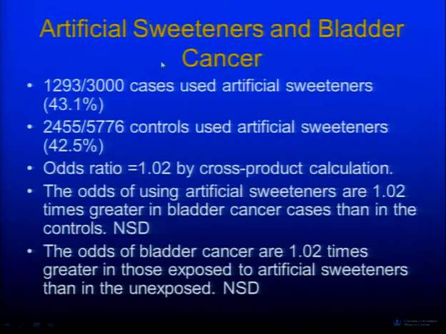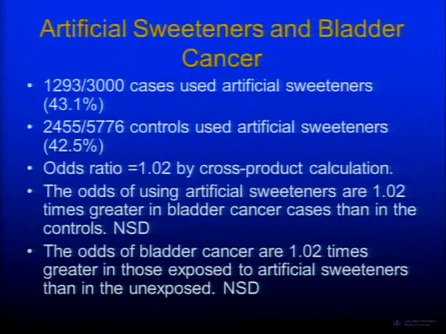So here, if we go through this as an example, we had 1,293 out of 3,000 cases that used artificial sweeteners, or 43%. 2,455 out of almost 6,000 controls used sweeteners, so that's about 42.5%. So again, our odds ratio that we did by the cross product was 1.02.